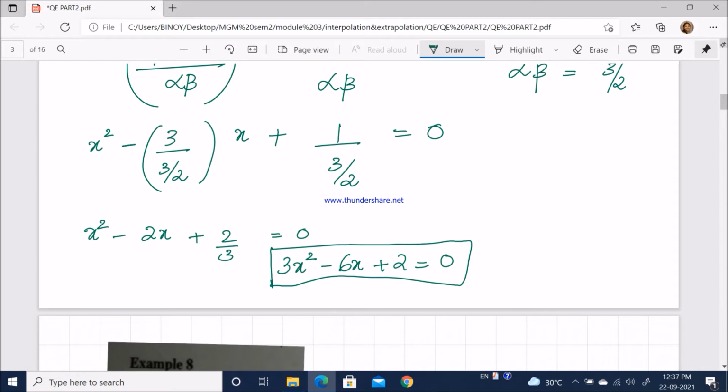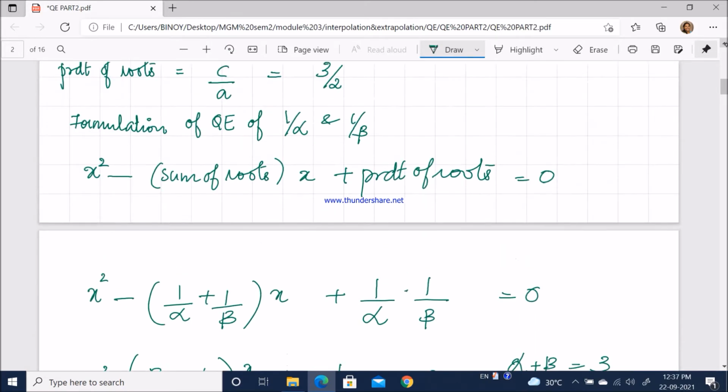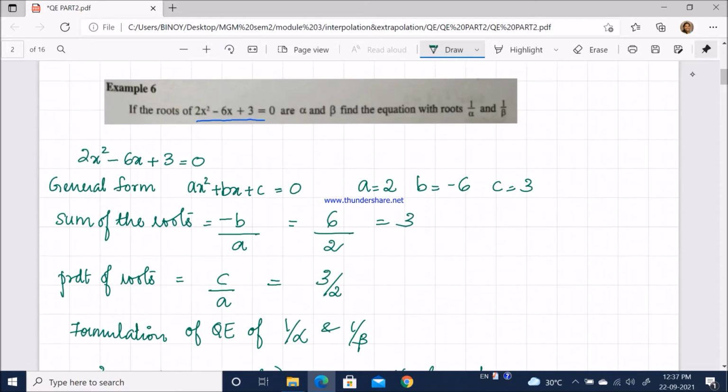At first you have to rewrite the quadratic equation. Find a, b and c.